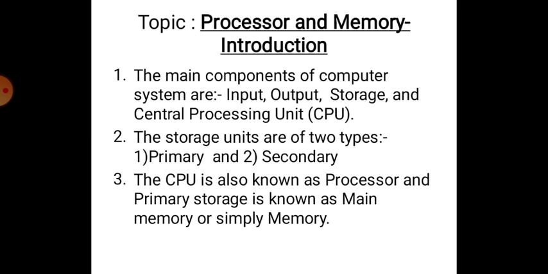Point number 2. The storage units are of 2 types, primary and secondary. Point number 3. The CPU is also known as the processor, and primary storage is known as main memory or simply memory. So the CPU, in simple terms, is called the processor, and primary memory or main memory is also called just memory.